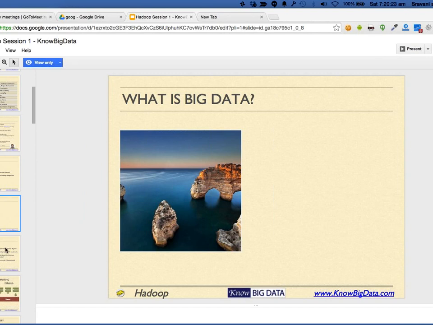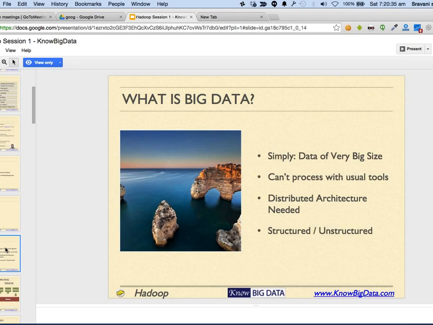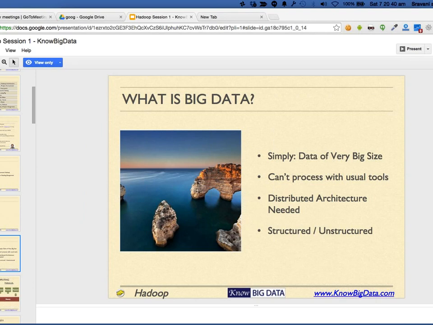So the definition of big data is quite vague, and so we'll try to concretize it and we'll stick to that definition across the whole course. Big data is simply data of very big size, which you cannot process using the usual tools. Now, the most important aspect, as Webber also said, is the distributed architecture. Whenever you have a problem which you cannot solve using a single computer, no matter if you replace your single computer with a supercomputer, then you would require a distributed architecture, which means multiple computers trying to solve a single problem. The data could be structured or unstructured.